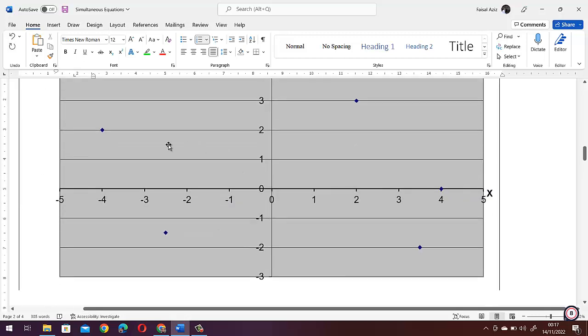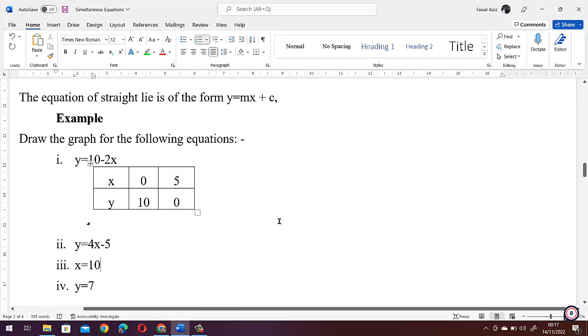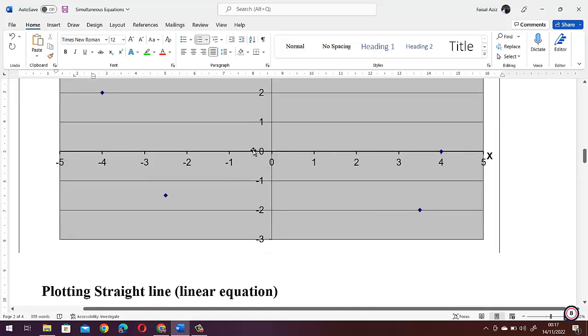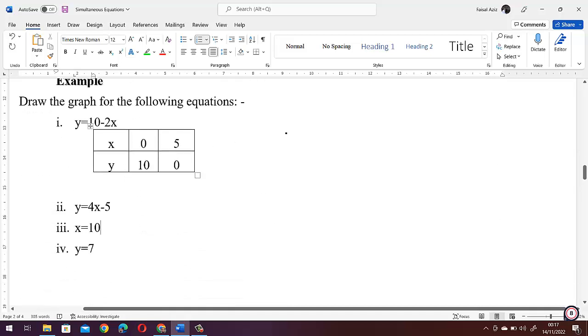For example, this is an example. On this scale I do not have any point 10. Since you have already understood this method, you can draw these points on a graph sheet at home, and then you can join these 2 points to get the graph of this equation. There are some other equations that you can try by yourself.